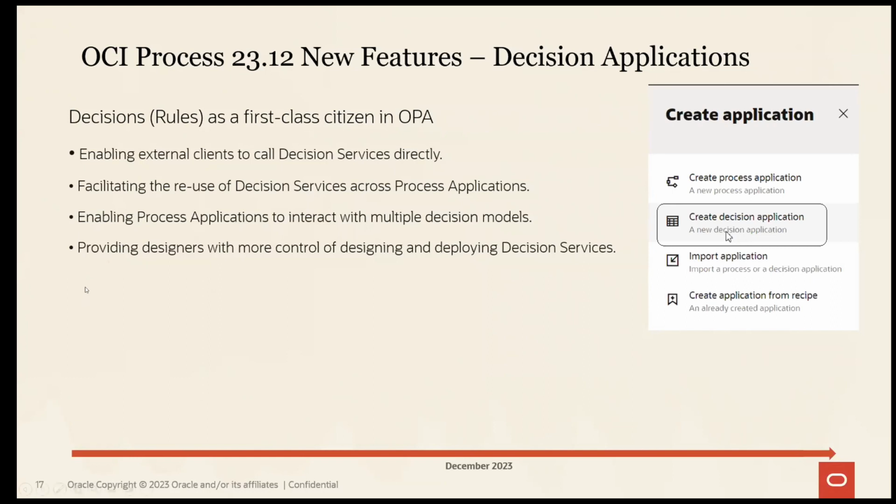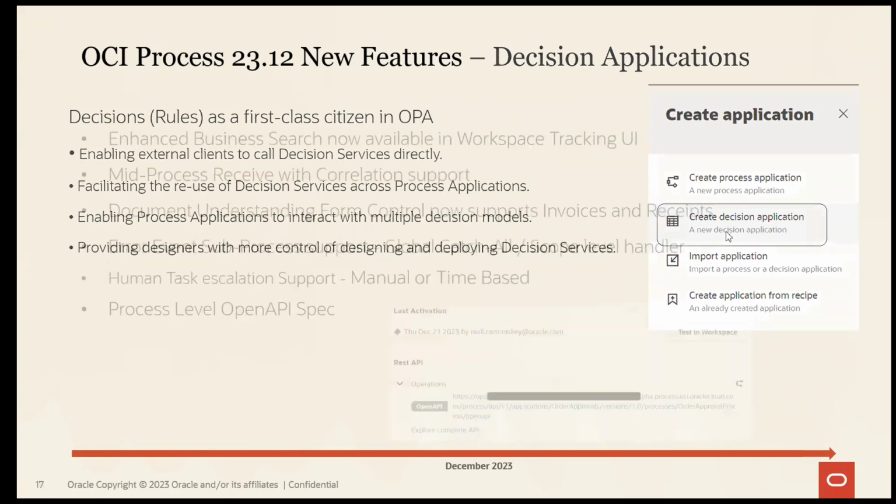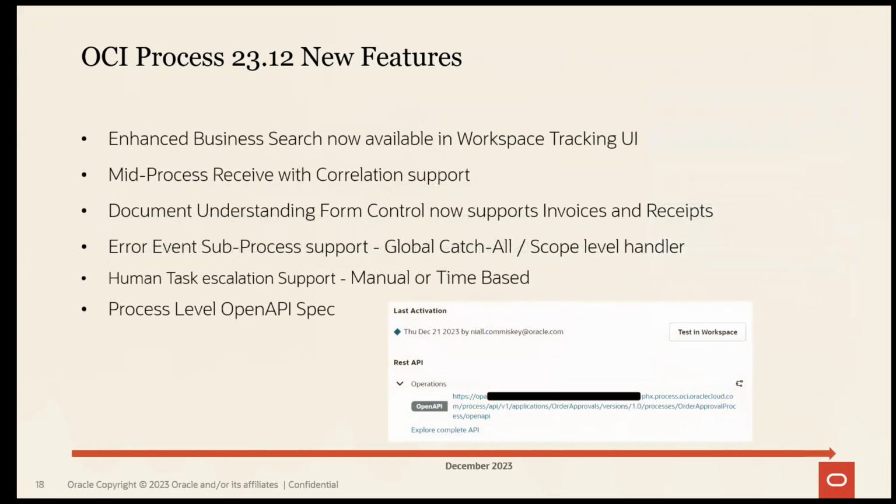And of course, for designers, there is more control when they're designing their decisions, because they've no processes to be concerned about. It's just pure focus on the business rules. And of course, they can decide then on how this will be deployed, etc. So again, another compelling new feature for process in OIC3.